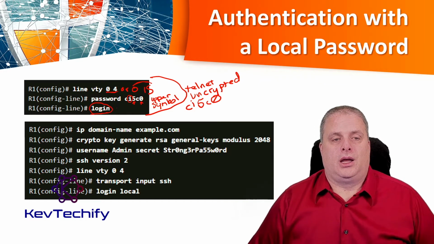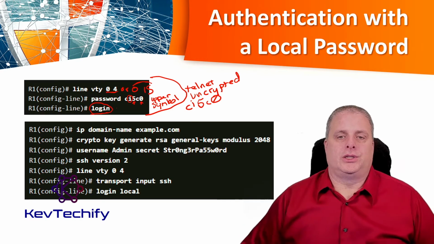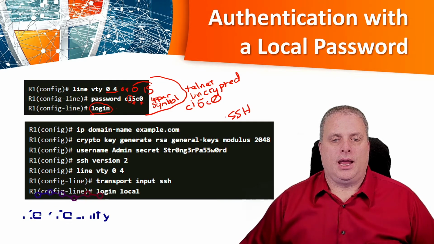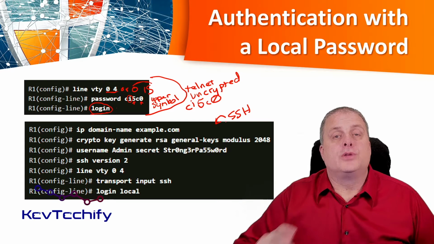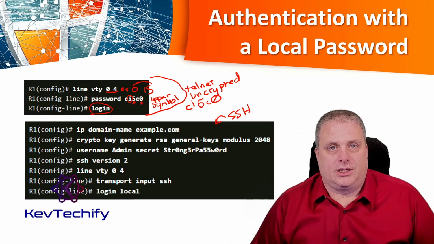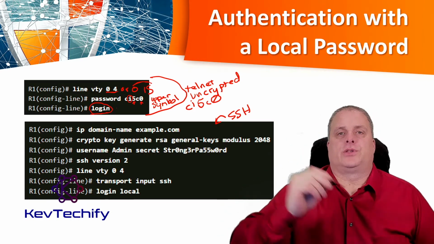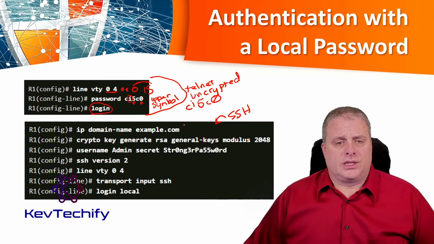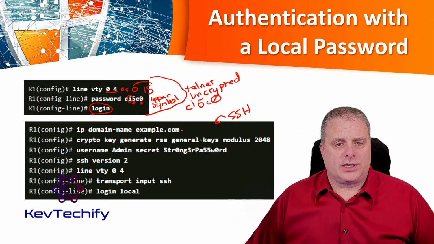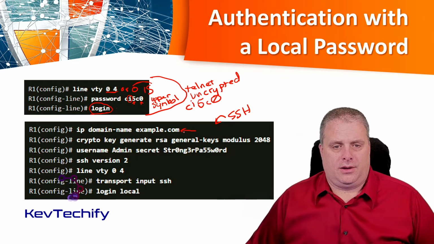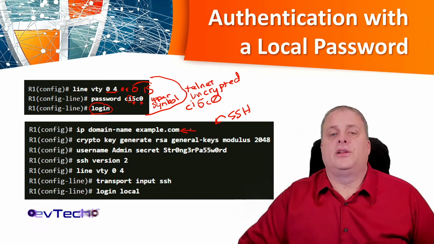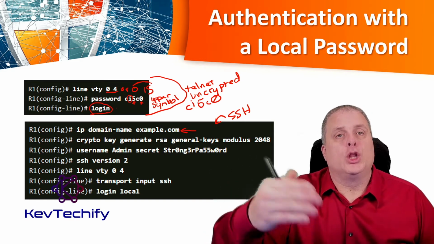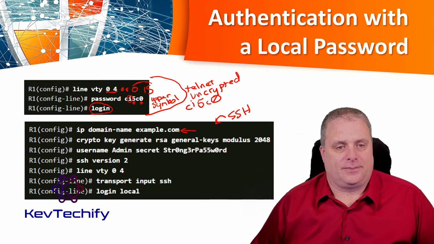The better solution is using SSH, the secure shell. And that's what this example down here shows. There are more steps to doing SSH, but when that traffic goes across your network, it's encrypted. Once again, to review the steps here, the first thing we need to do is set a domain. This domain is part of the SSH protocol. You need to have a domain so that it can look for the users in there.